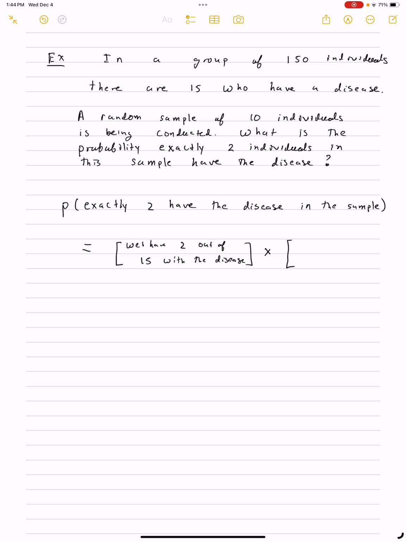Okay, so that means we have 8 individuals without the disease, from a population that has a size of 135, divided by the total number of outcomes.